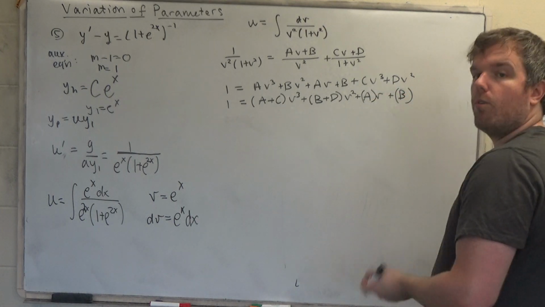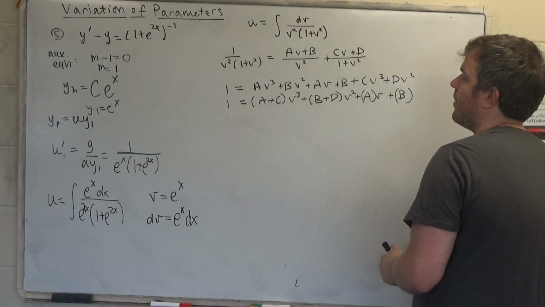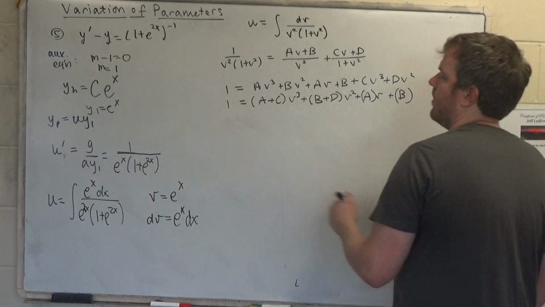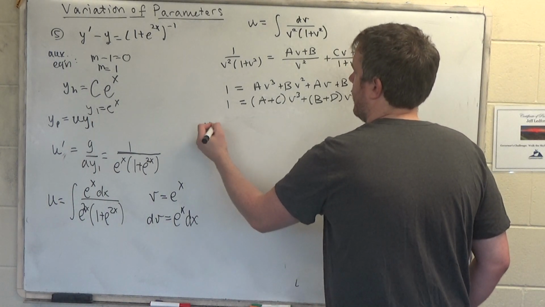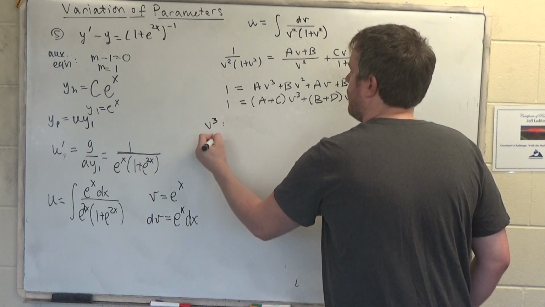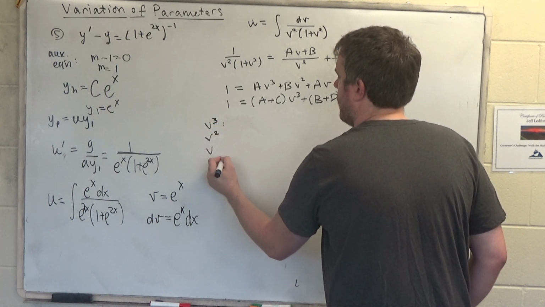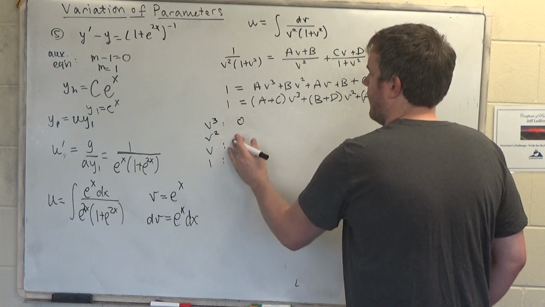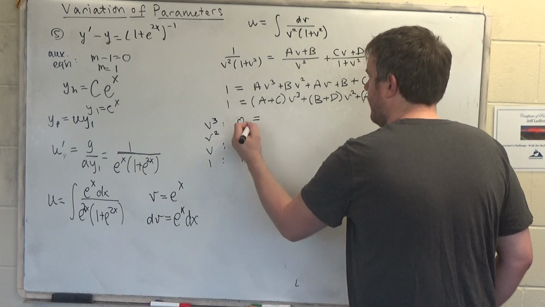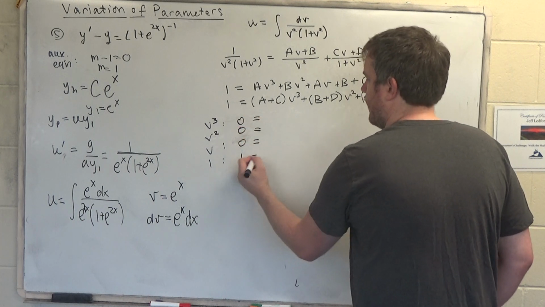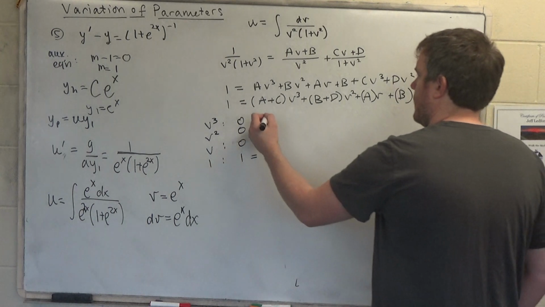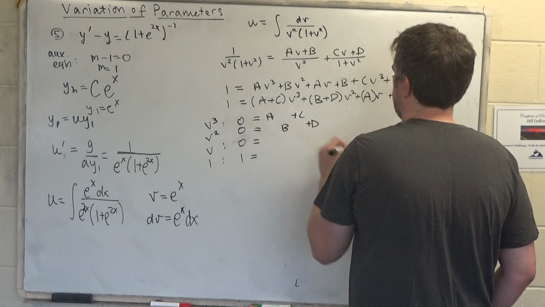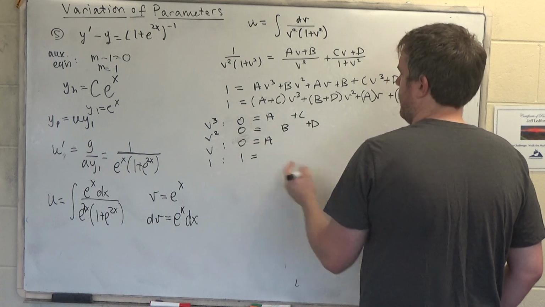And thus I get a system of 4 equations with 4 unknowns by equating the coefficients of v cubed, v squared, v, and the constant term on the left and the right. So let's see, v cubed, v squared, v, constants. On the left, they're easy. Only the constant shows up on the left. On the right, we get a plus c, b plus d, a, b.